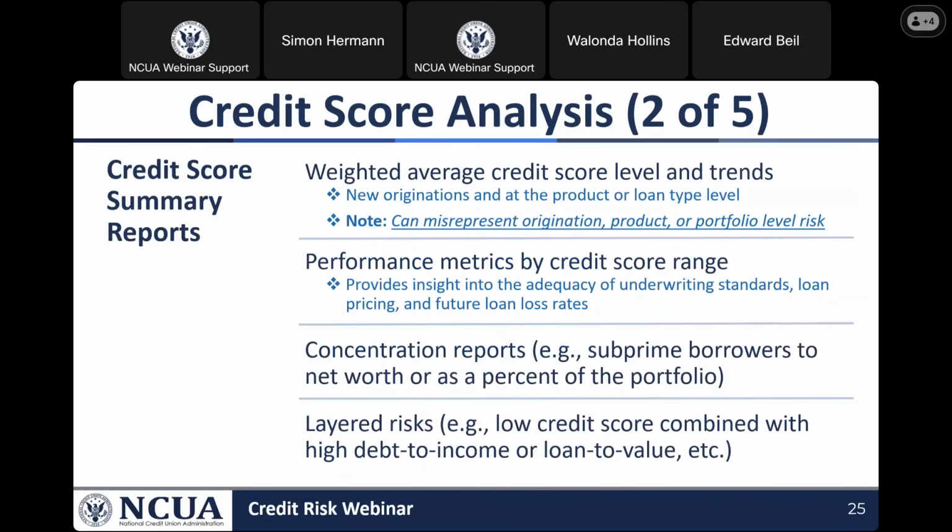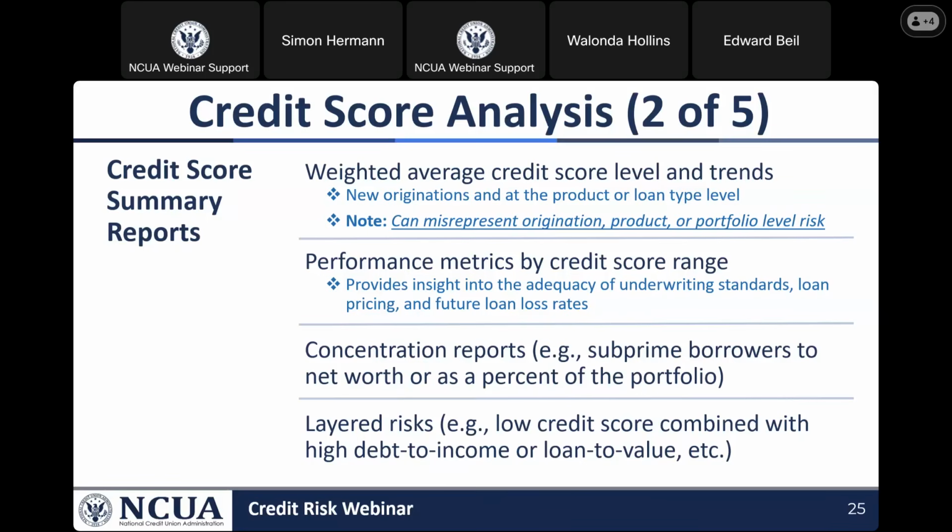We will start with portfolio-level credit score reports. As with everything that we have discussed so far, there is not a one-size-fits-all approach to these reports. However, these reports will generally include information on weighted average credit scores, performance metrics, layered risks, and loan concentrations. These reports can be put together based on borrower credit scores at origination, or they can be based on updated credit scores that are periodically refreshed.